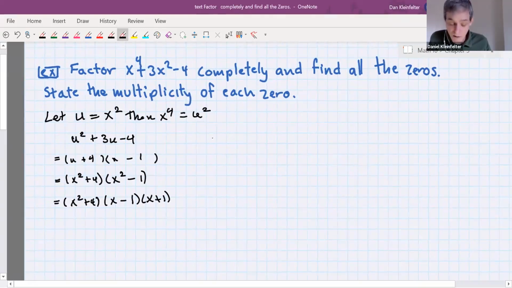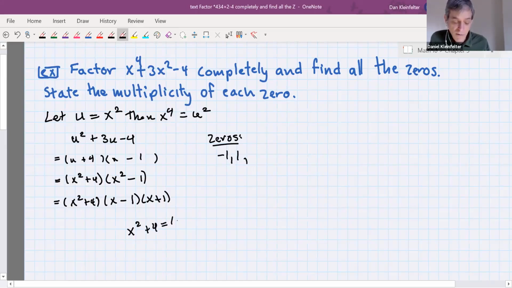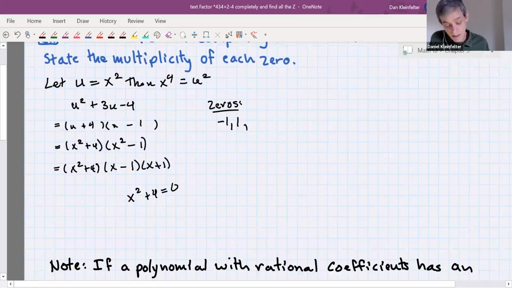We are able to give all the zeros, though, as well. So the zeros will be -1 and 1. And then also we'll need the zeros of x squared plus 4. So x squared plus 4, we'll set that equal to 0.